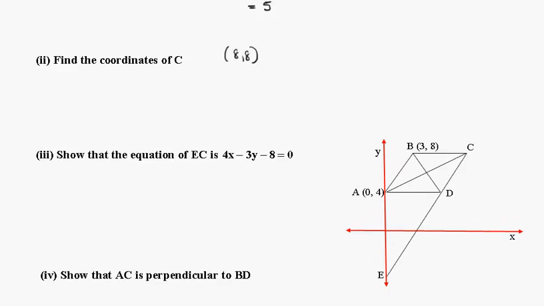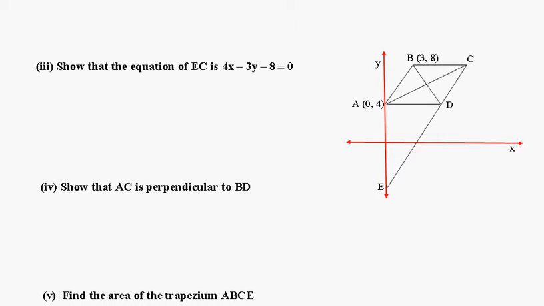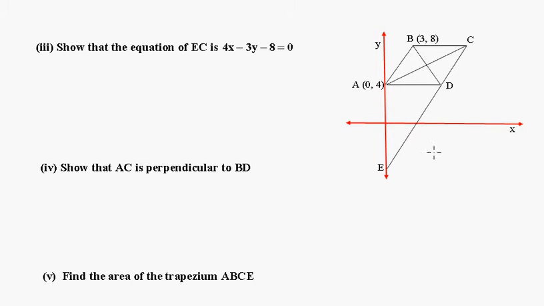Right. Moving up. It says, show that the equation of EC, this one here, is 4x minus 3y minus 8 equals 0. Well, first of all, we work out this gradient here. We know this is the point 8, 8, and we know the gradient of this one. So the gradient is equal to the difference in the y values, that's 8 take away 4 over 3 take away 0, which is 4/3.